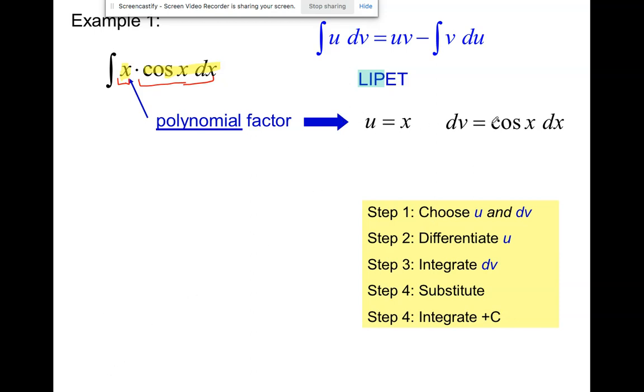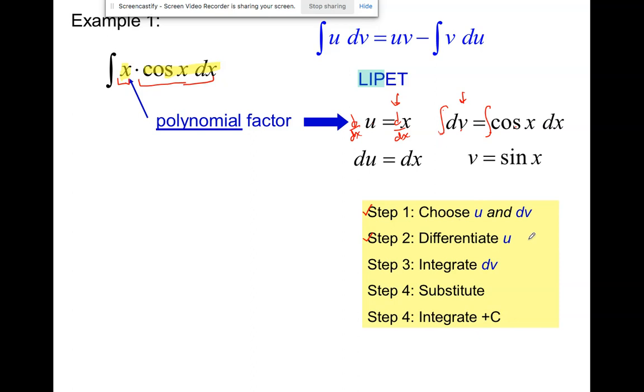Now, notice I worked across in a row. Now go down. Take u and differentiate it. Take the derivative of u with respect to x and then multiply both sides by dx. Integrate dv. So take the integral of both sides. Right here, you took the derivative of both sides. Here, integrate both sides. The antiderivative of a derivative is just v, and the antiderivative of cosine x dx is positive sine x.